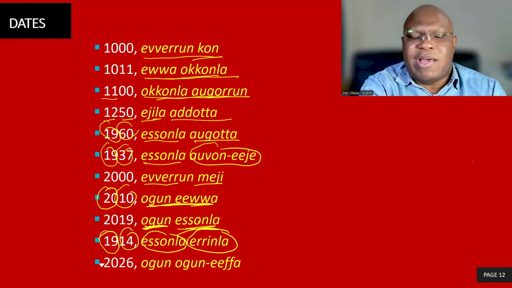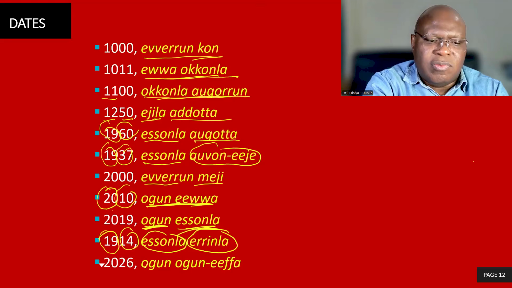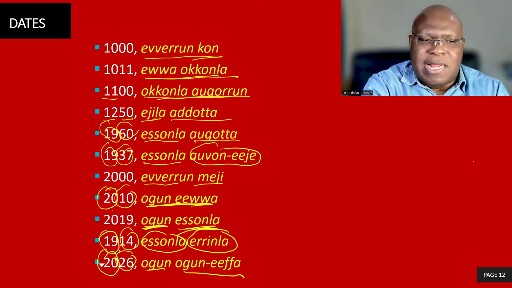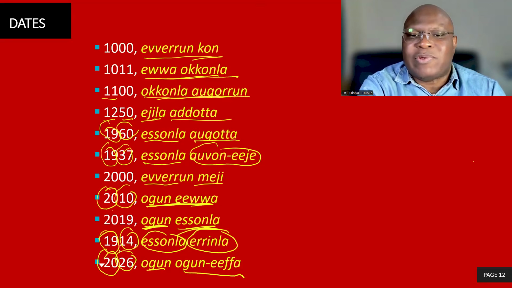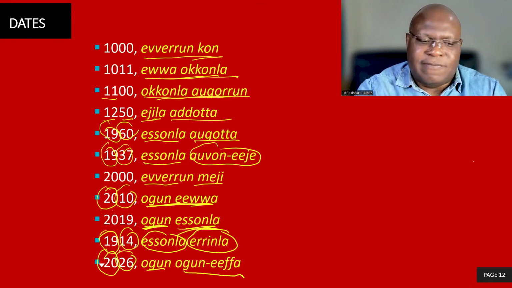This is the current year that we are. Ogún ẹ̀fà. That is the way digital Yoruba deals with dates and dating.